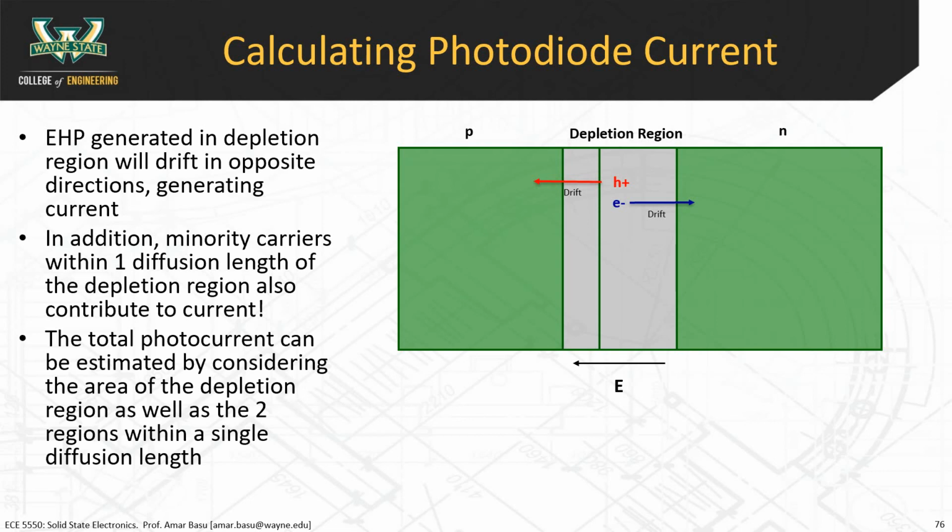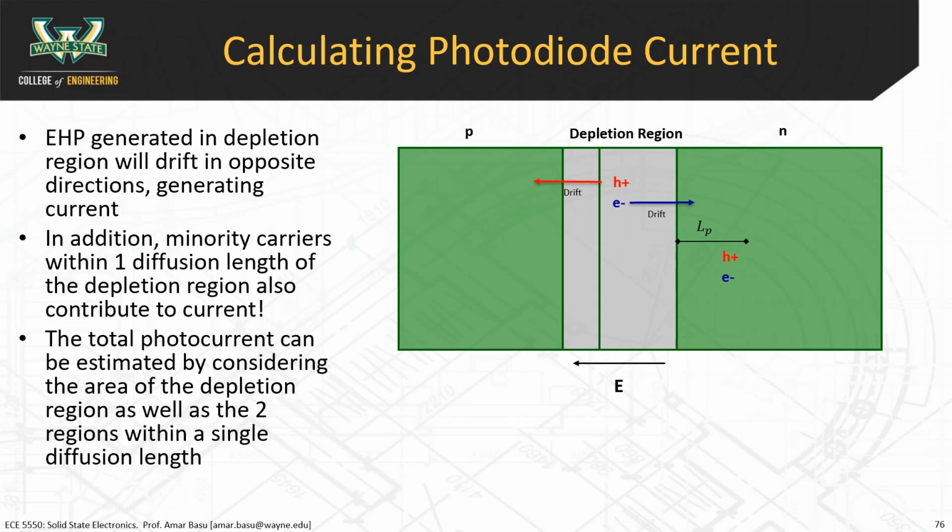Another effect that happens, which actually helps us generate even more current, is this. Let's say we generate an electron hole pair, but not just out in the neutral regions. It happens to be within one diffusion length of the depletion region. What's going to happen here? More than half of the holes will drift to the P side? Yeah, that's right. More than half, yeah.